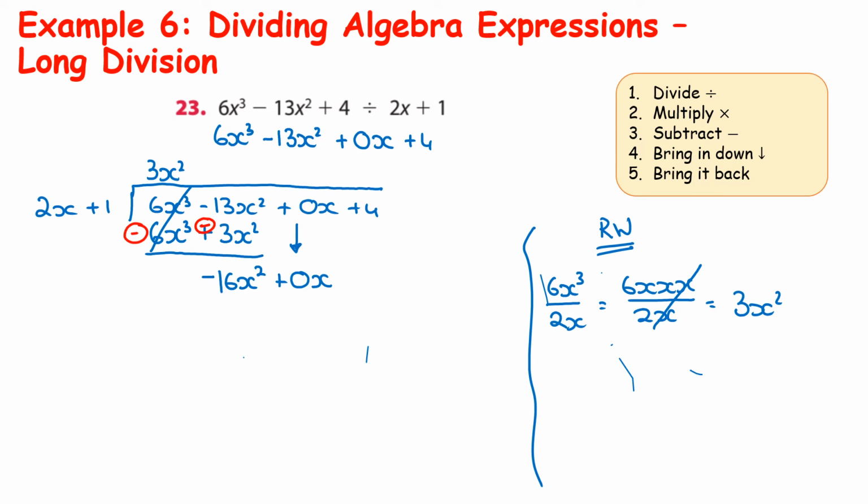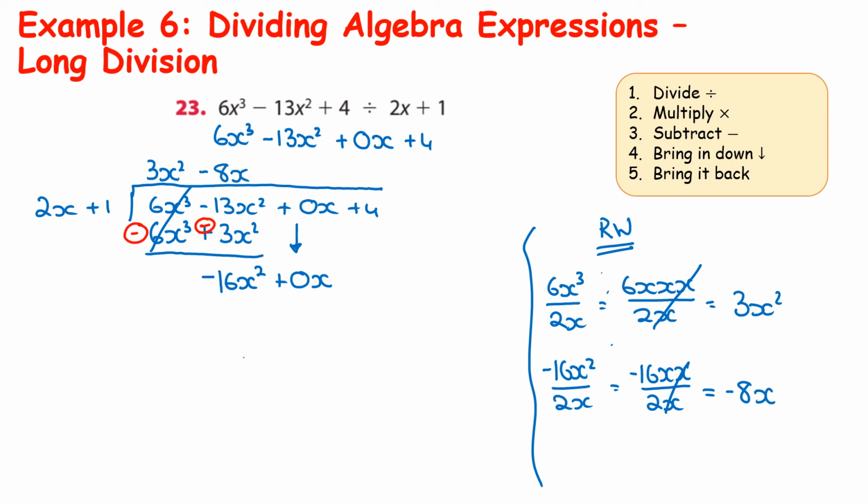Now we're going to do our steps all over again. So first step is divide. So we have minus 16x squared divided by 2x. That's minus 16x divided by 2. We have minus 16 divided by 2. Watch your signs. That's minus 8. And then there's an x left. So we have minus 8x.